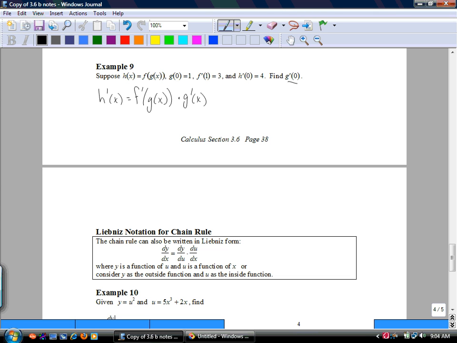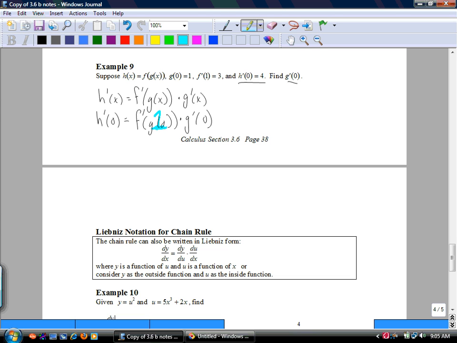So what do we know? We want to find g prime of 0, and h prime of 0 is 4. h prime of 0 is f prime of g of 0 times g prime of 0. Okay, tell me something we can do with this. g of 0 is 1. So you take out g of 0 and you put a 1 right there. Good. What else do you know?